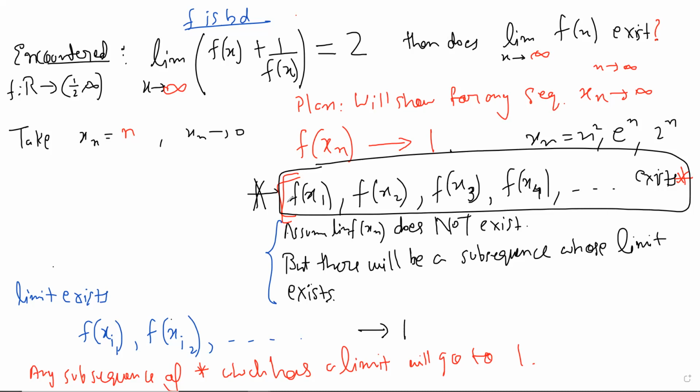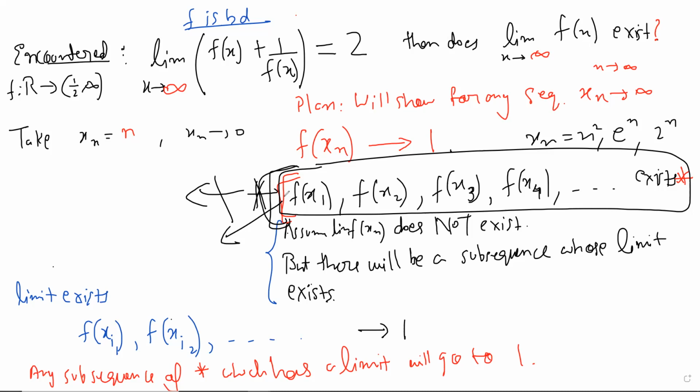But wait, hold on. There's some confusion. We want to say that this one exists and it goes to 1. Let me first say it in words. If this one doesn't go to 1, maybe it doesn't go anywhere, then it has a subsequence which converges to a different number. But then you can take a subsequence of that subsequence that converges to 1, which is a problem.